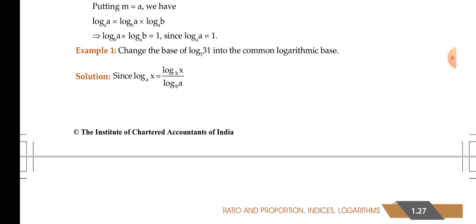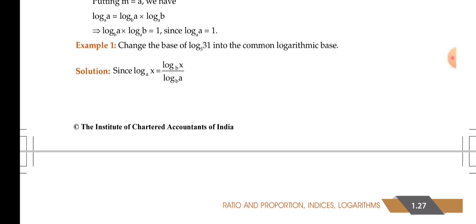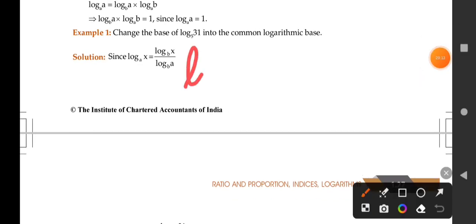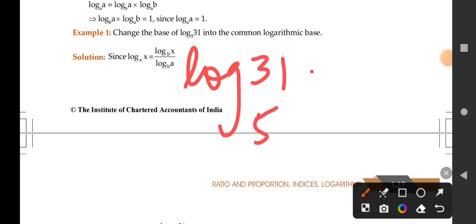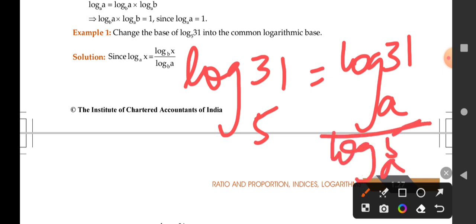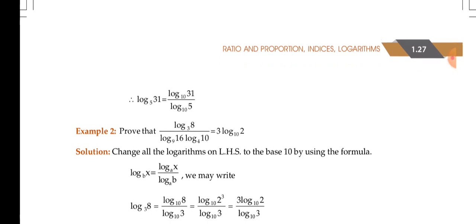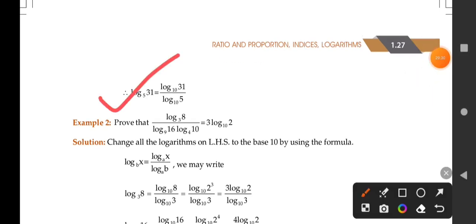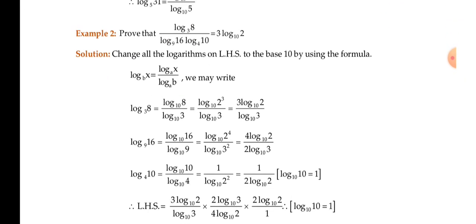Example number 1. Change the base of log 31 to the base 5 into the common logarithmic base. Simple. Log 31 to the base 5 means log 31 to the base a divided by log 5 to the base a. And a can be commonly taken as a equals to 10. Okay.